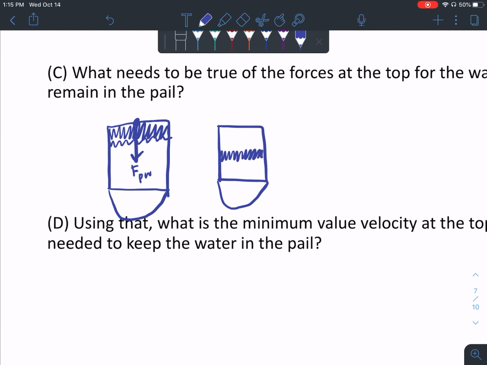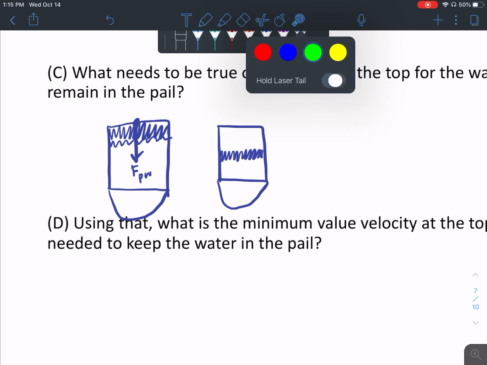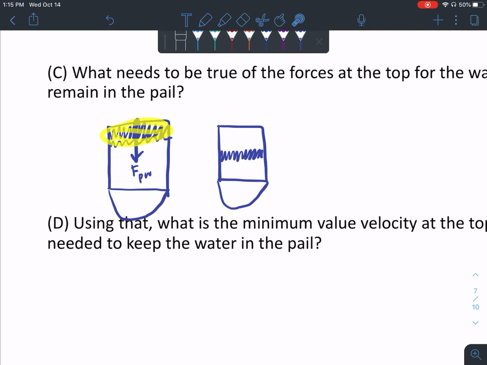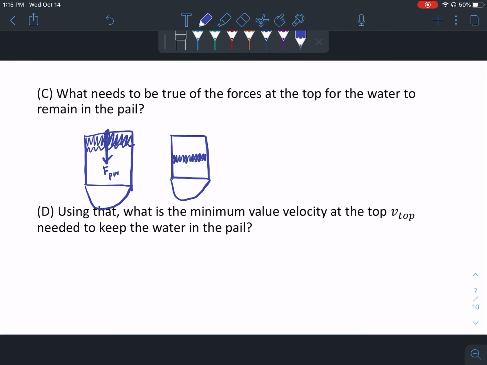So pretty much all we're saying here is that if we wanted to stay up here, there would actually be a force normal. We need to be able to see that force normal there. Here, there's no contact, there is no force normal. So that is the stipulation. It says what needs to be true for the forces at the top for the water to remain in the pail. What needs to be true is that there needs to be a force normal. The water needs to actually be hitting the bucket.